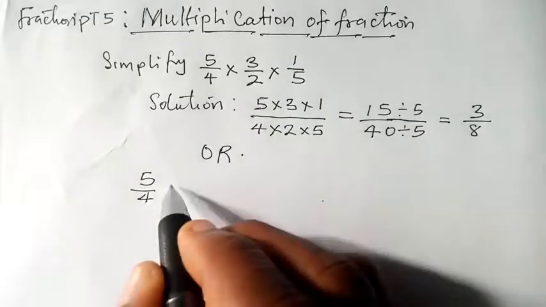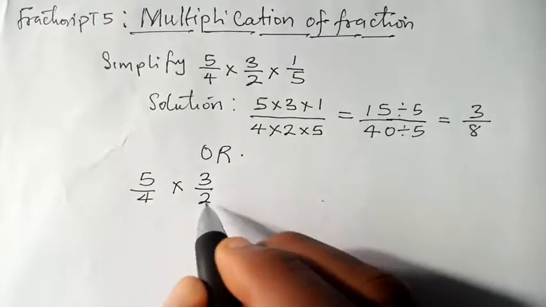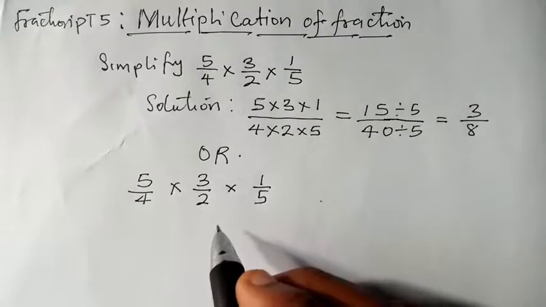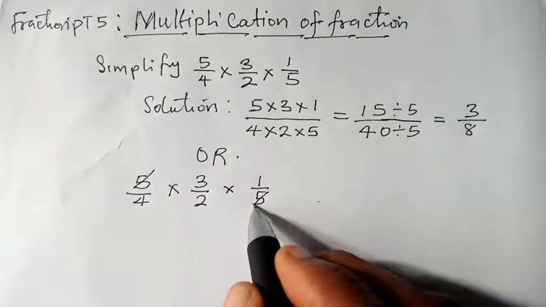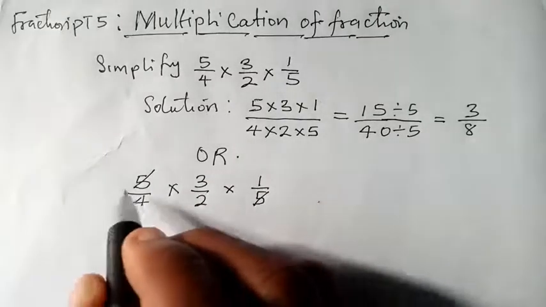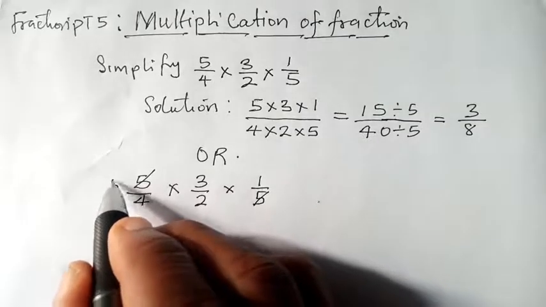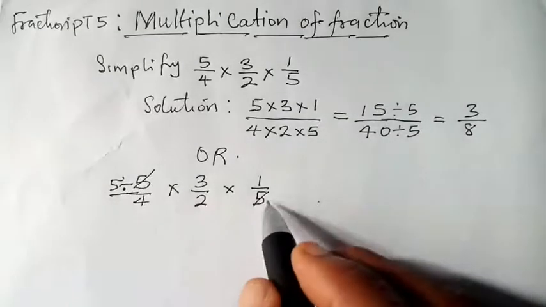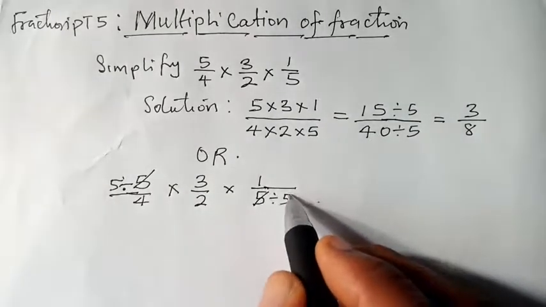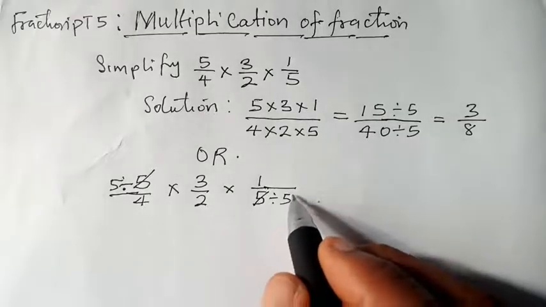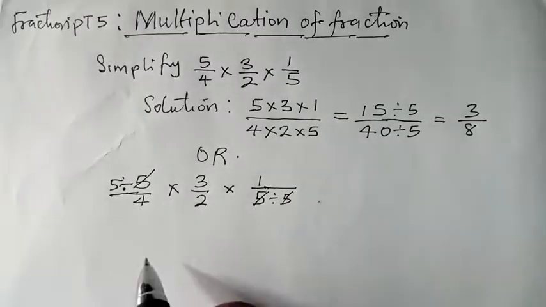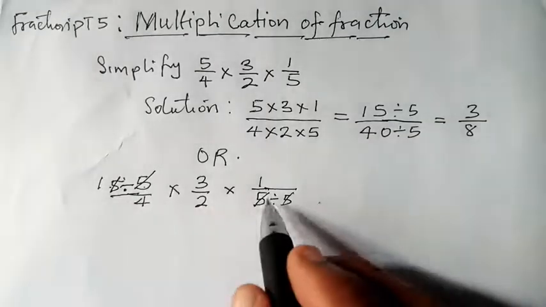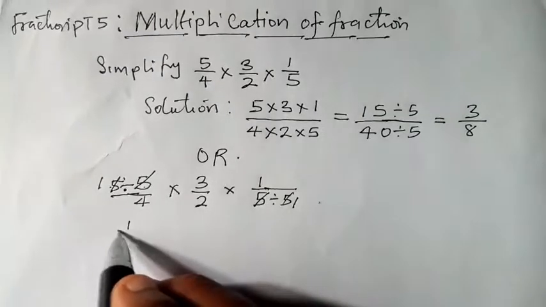So we are going for another method. 5 over 4 times 3 over 2 times 1 over 5. You can decide to cancel them. 5 cancel 5. That simply means 5 divided by 5. That cancelling means 5 divided by 5. Then this 5 also divided by 5. That means they can divide themselves. They can cancel out. So 5 divided by 5 will be 1. And then that's 5 divided by 5 will also be 1. This divided by this is 1.